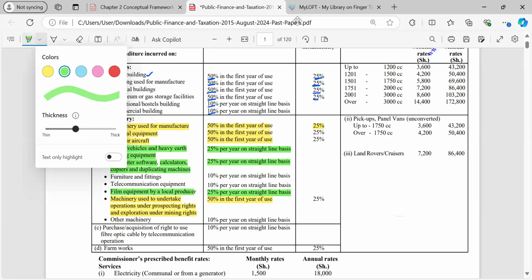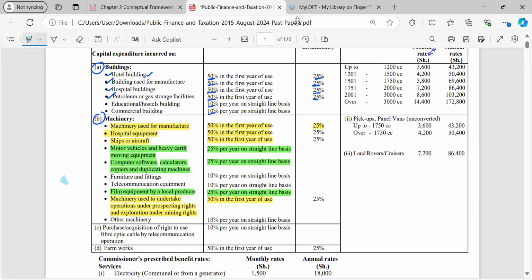In the third category, we have this machinery which qualifies for 10% on straight line basis only. They include furniture and fittings, telecommunication equipment, other machinery, any other machinery. Those ones are 10% on straight line basis. So those are the main three categories.